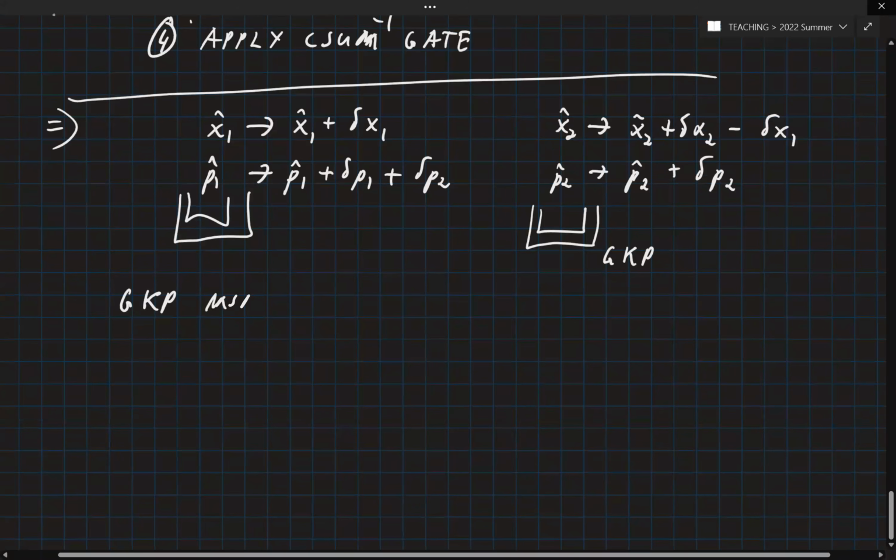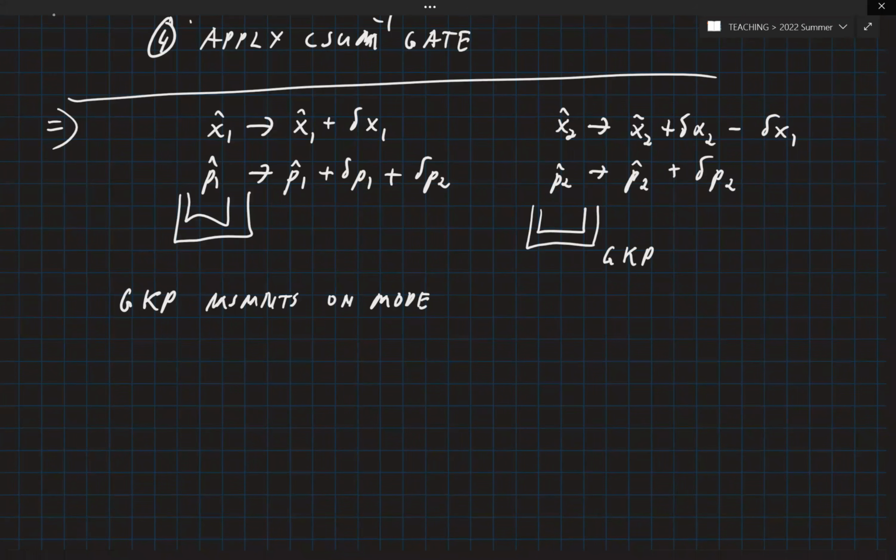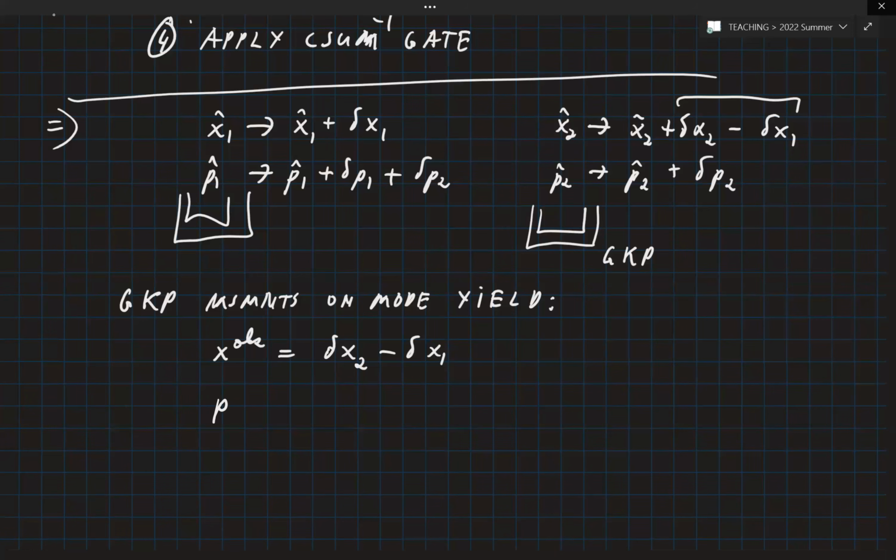So the GKP measurements on mode 2 give us some partial information about the noise. There's two stabilizers we can measure for the GKP state, S1 and S2, and they give us two values. They give us X observed, which just gives us delta X2 minus delta X1. We're assuming these are very small so that the modulo measurement is literally the modular position, the position modulo square root of pi. And so we just get this value. And similarly, P observed just gives us delta P2.